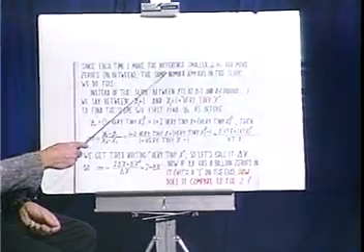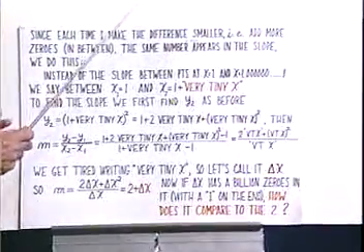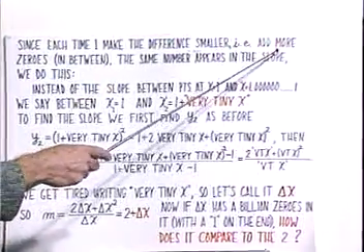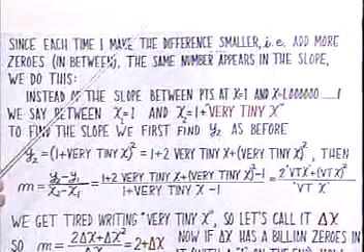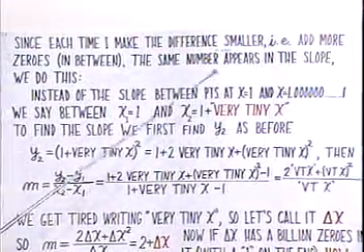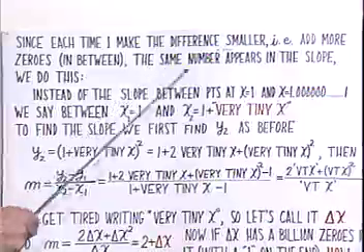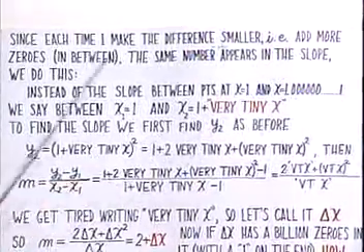Since each time I make the difference smaller, that means I'm bringing the 2 points closer. That means I'm adding more zeros in between, like 1.00000, etc., and a 1 at the end. The same number of zeros appear in the slope. We do this.